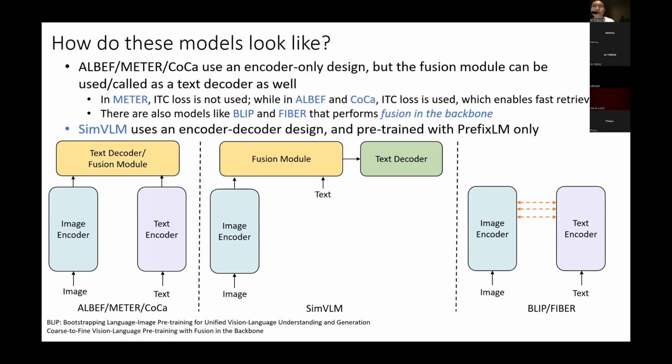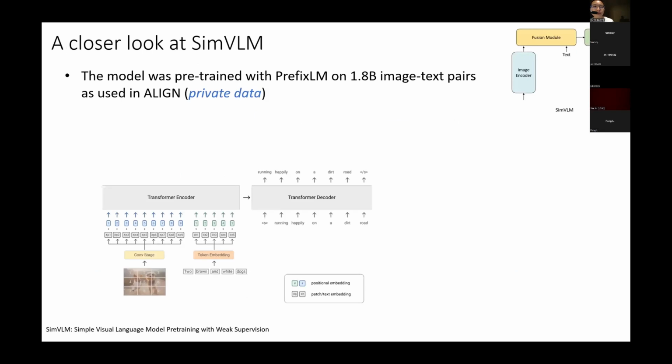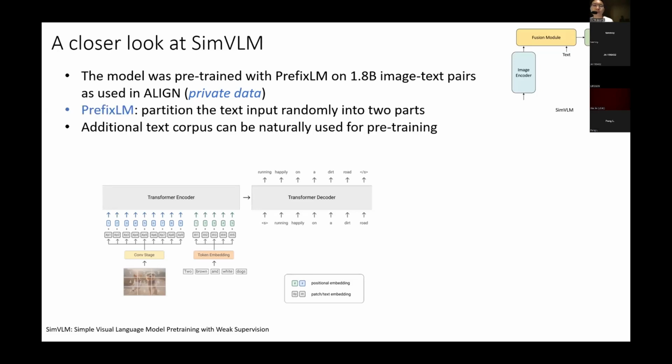In the middle, there's SimVLM, right? SimVLM uses an encoder-decoder design and is pre-trained with the prefix LM loss only. So let's have a closer look at SimVLM. As shown at a high level, it's an encoder-decoder design. The model was pre-trained with prefix LM on 1.8 billion image-text pairs, but unfortunately, the data is private.